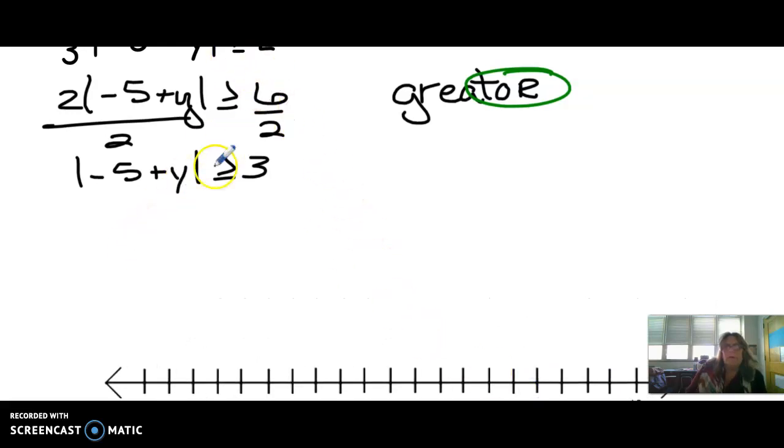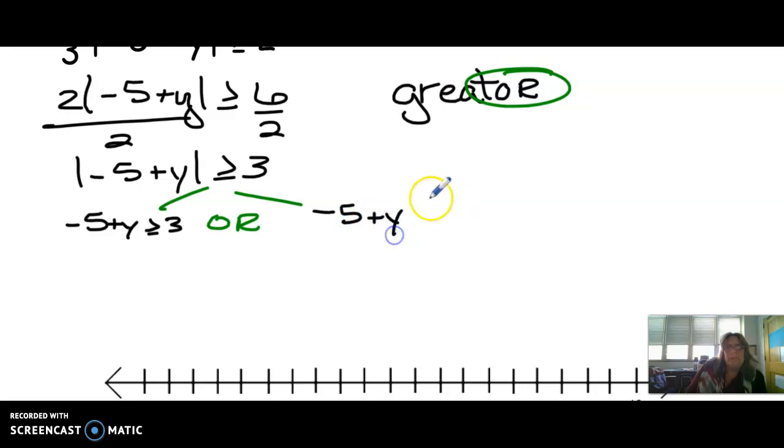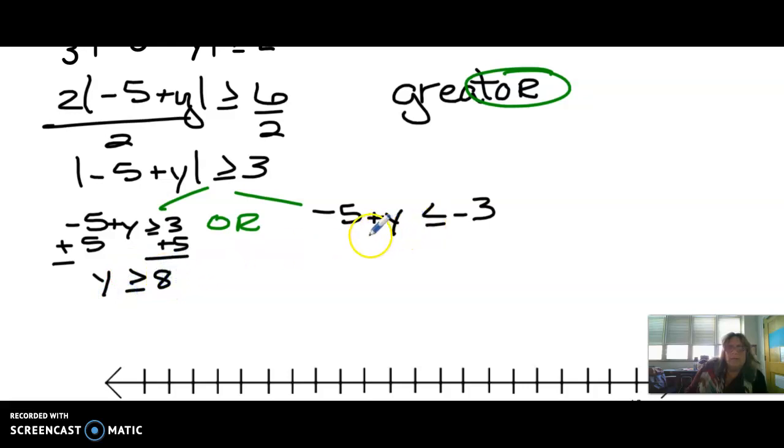So we're going to go here, and we're going to separate our 2 by the word or. Take exactly the problem that we had originally. Take what's inside our absolute value sign, flip our inequality sign, and take the opposite. So here I'm going to add 5. So I have y is greater than or equal to 8. I'm going to add 5 here, and I get y is less than or equal to 2.